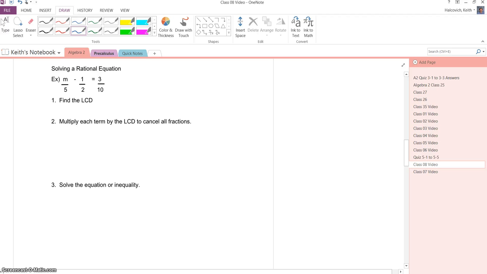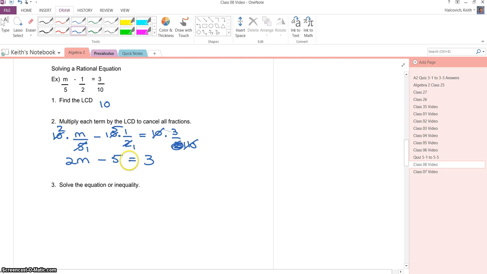So solving a rational equation, you want to find what the LCD would be. In this case, 5, 2, and 10, the LCD would be 10. So you're going to multiply each term by 10 to cancel the fractions. So when I multiply here by 10, that goes in twice, so you get 2m. This goes in 5 times, so minus 5. And this is 3 tenths. So 10 cancels out with 10, so it's equal to 3.